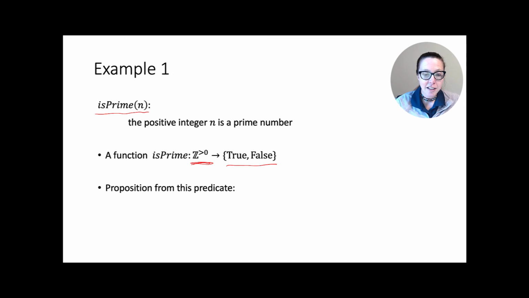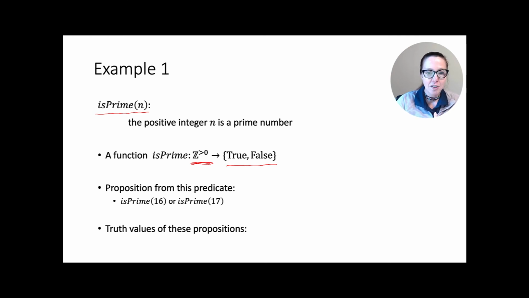Propositions from this predicate can include things like, is prime 16? Or is prime 17? Is prime 16 states that the positive integer 16 is a prime number. And is prime 17 is a proposition, the positive integer 17 is a prime number. And so what are the truth values of these propositions? This is whether or not is prime 16 is true or false, whether or not is prime 17 is true or false.